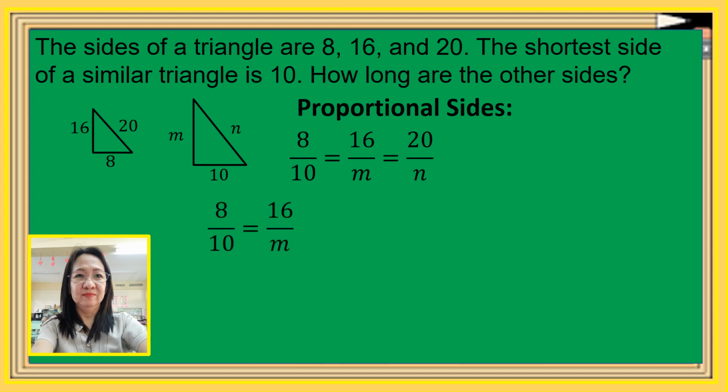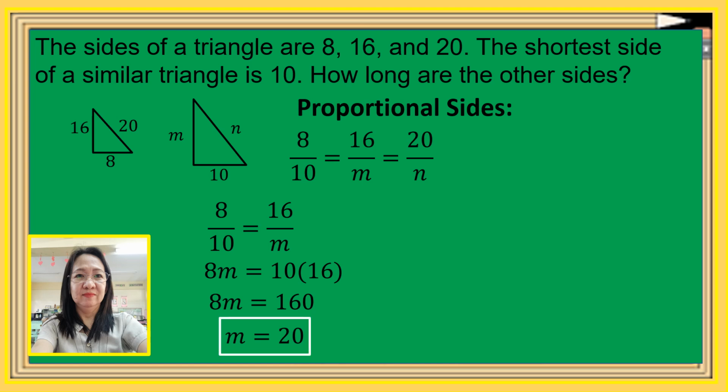Now to solve for M, let us use this proportion. 8:10 is equal to 16 is to M. By cross multiplication, we will get 8 times M is equal to 10 times 16, where 10 times 16 is 160. By dividing both sides by 8, we will get M is 20.